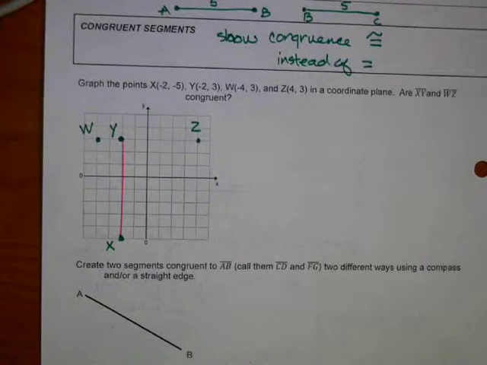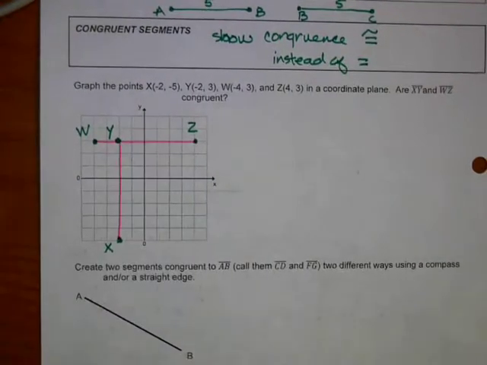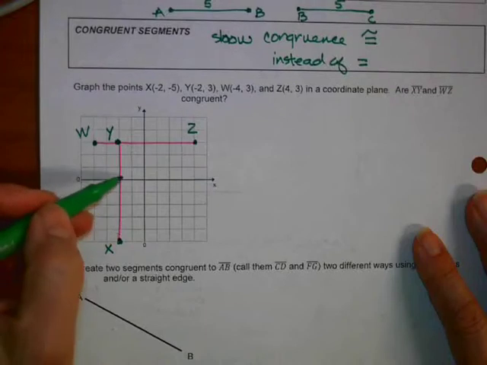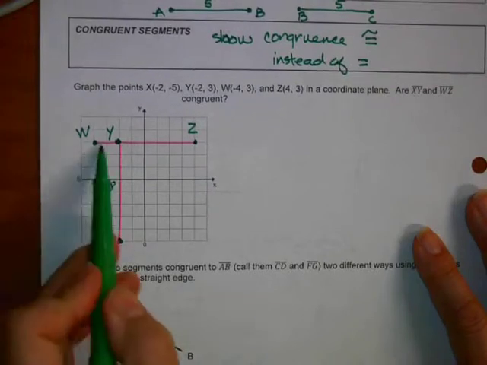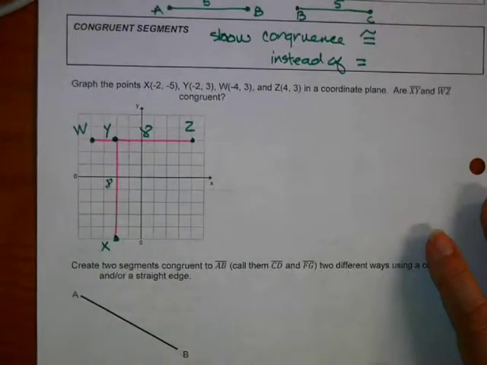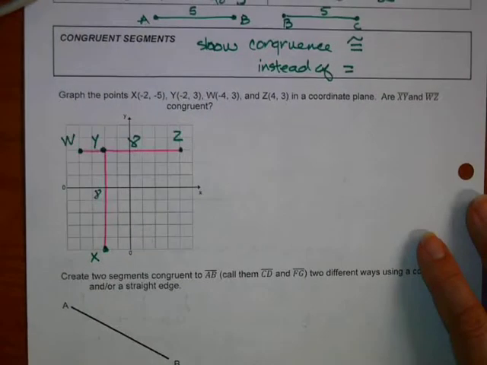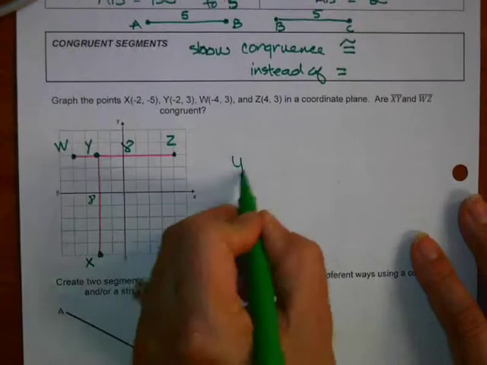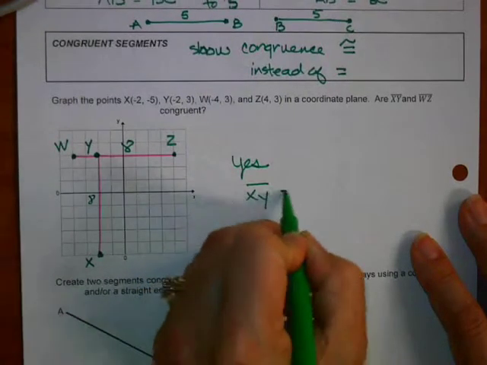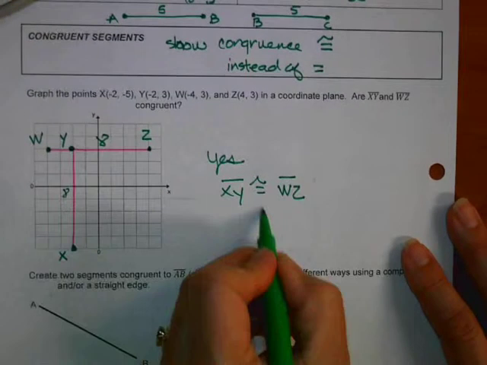So we're deciding whether segment XY is congruent to WZ. So yeah, we still have to count them to see if they are the same size and shape. So 1, 2, 3, 4, 5, 6, 7, 8. 1, 2, 3, 4, 5, 6, 7, 8. Yes, they are the same size and they're the same shape, so I can say that they're congruent. We're not referring to the actual number. Yes, segment XY is congruent to segment WZ. Same size and shape.